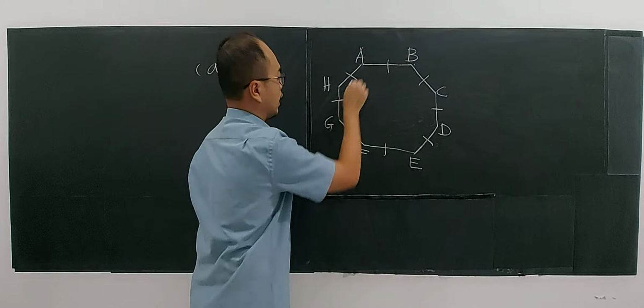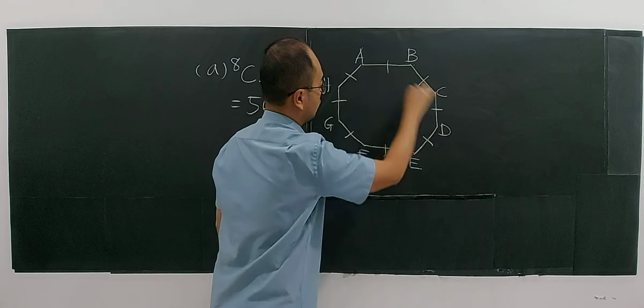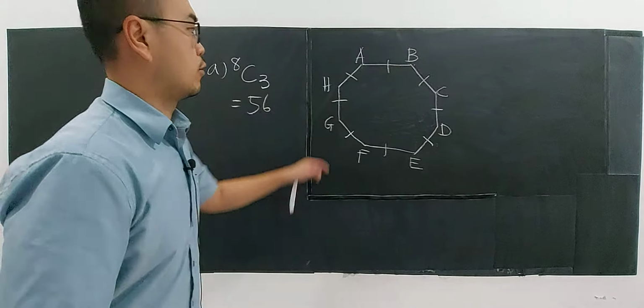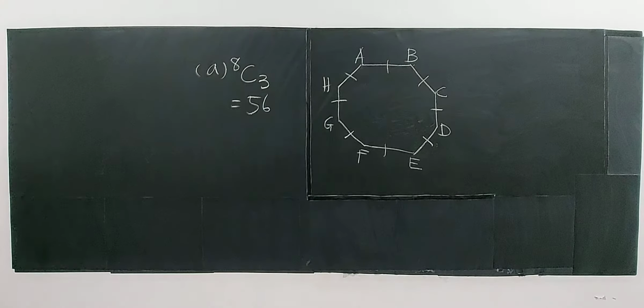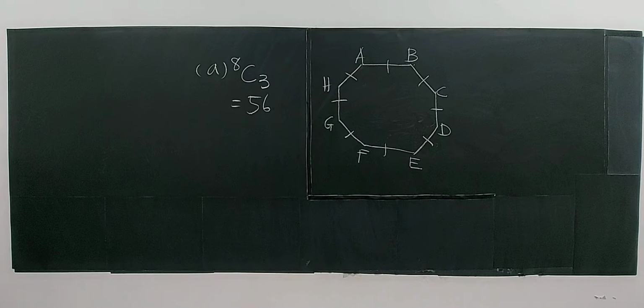If you go and count 1, 2, 3, 4, 5, 6, and so on, you can just go and count. Maybe these 3 too. In total they will have 56. You must trust it. You must trust mathematics, combination and permutation.